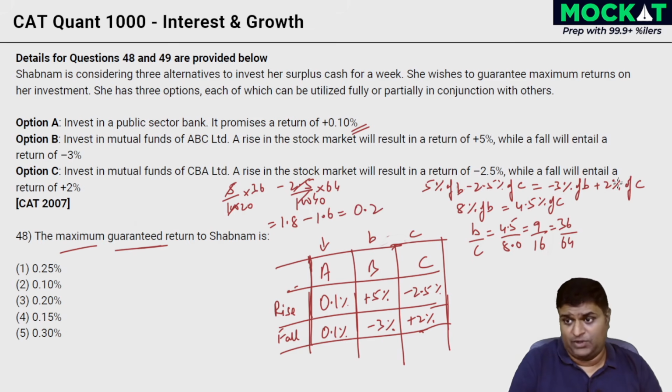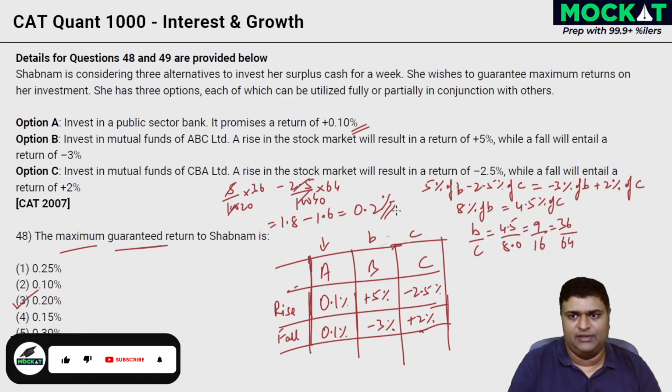I'm going to get 0.2 in the other case also because I equated it. Don't need to once again substitute in C. So 0.2 I'm getting in both cases, right? Whether it's a rise or fall, with the combination for B and C in this specific ratio. So 0.2 for a total investment of 100 rupees, 36 plus 64. 0.2 return for an investment of 100 rupees means 0.2% is what I'm getting for sure. Option 3 over here becomes the answer.